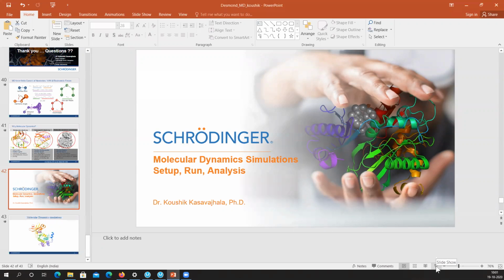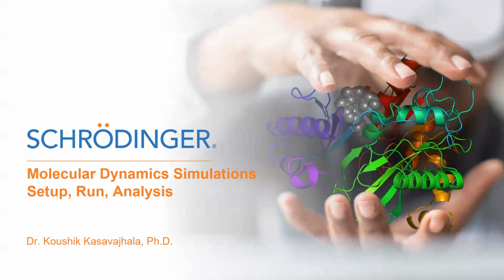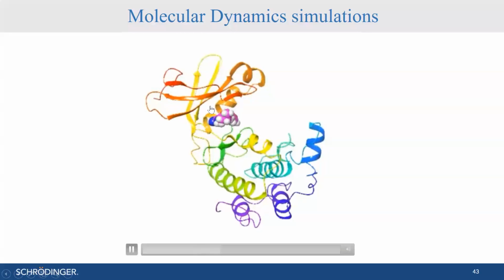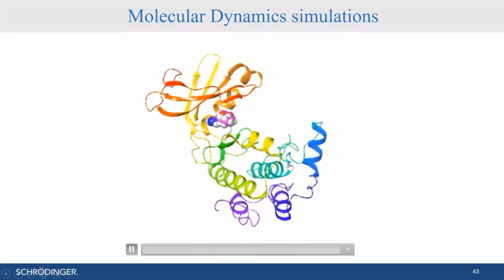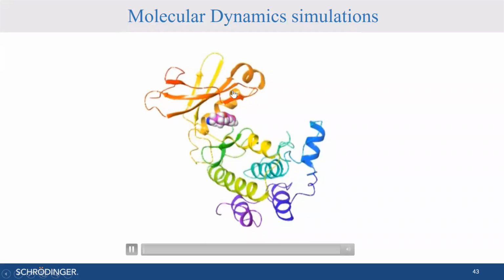So a very good morning to all of you. Three weeks back, we discussed MD theory and how to analyze MD simulations using Schrodinger. Today, we're going to have a hands-on demo session on how to set up the calculations and how to run the simulation. And if you remember from our presentation three weeks back, I showed you this video where you have the ligand in here and you have a protein, and you're trying to see how the ligand interacts with the protein during the course of simulation.